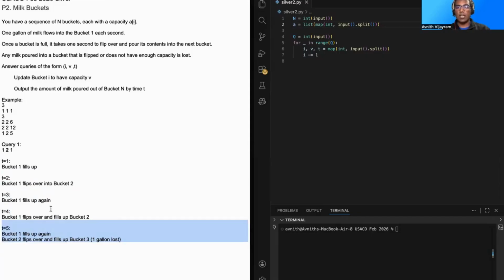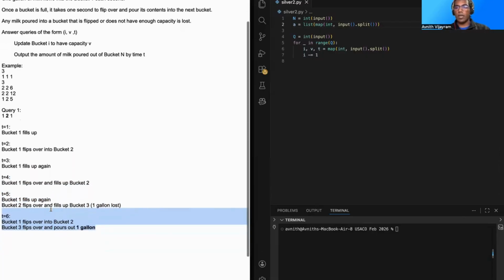So at the next second, two things happen. Bucket 1 fills up again, and this time, since bucket 2 is full, it flips over and fills up bucket 3. But since bucket 3's capacity is less than bucket 2, that 1 gallon is lost when it flips over. So now bucket 3 is full and flips over and pours out 1 gallon. And bucket 1 also pours out into bucket 2 at this time. And this is time t equals 6.